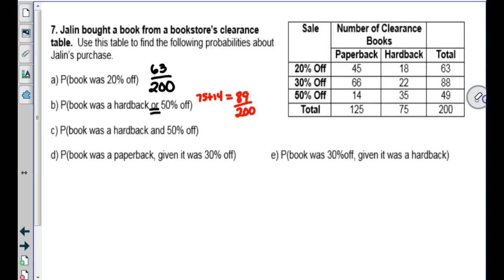Yes. Or means everybody wins if you got this or this. Okay, and means the only winners are hardback and 50% off. So that would be 35 out of 200, which does reduce, right? 7 out of 40. Okay.